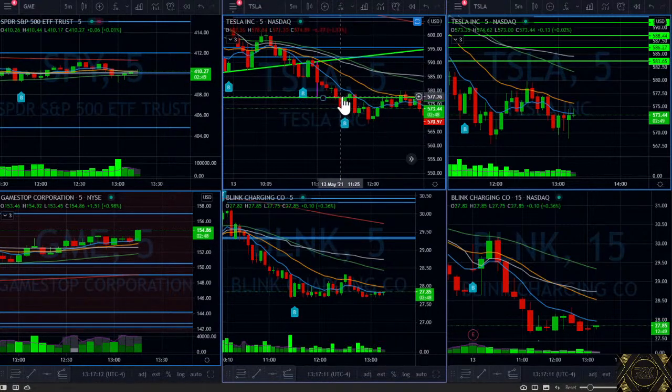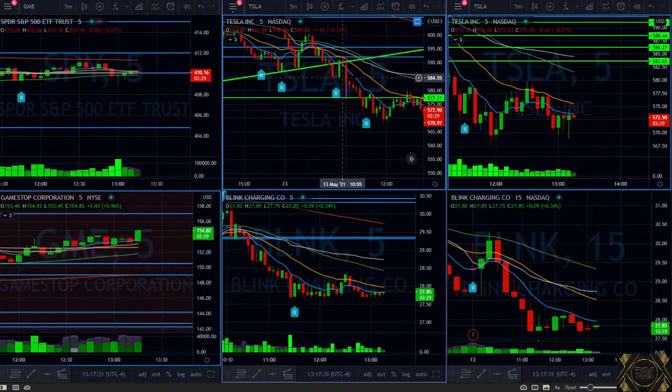So even if you got out around here, and yes, it went down a little more, this wasn't a bad play. If you got in on this retest of resistance from about 588 all the way down to 578, that's a $10 move on Tesla. That's more than enough. If you wrote down like 550 puts, maybe that's like 50, 60% or so. So this is how you can catch those plays.